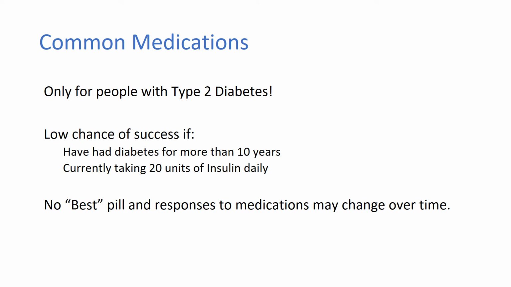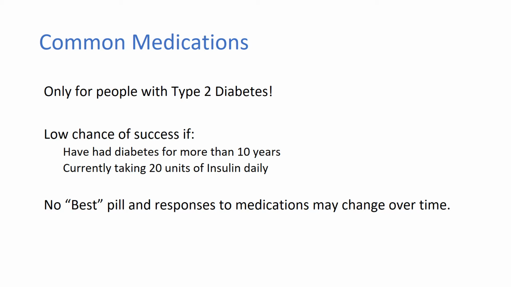So now I wanted to switch into a discussion about some of the medications and lifestyle modifications that our patients can use in order to control their diabetes. So we're going to go over some common medications first, and it's worth pointing out that the medications are really only for type 2 diabetics, and that typically you'll have a lower chance of success if you've had diabetes for more than 10 years, or if you're currently taking 20 units of insulin daily already.